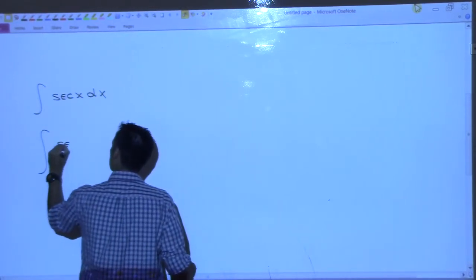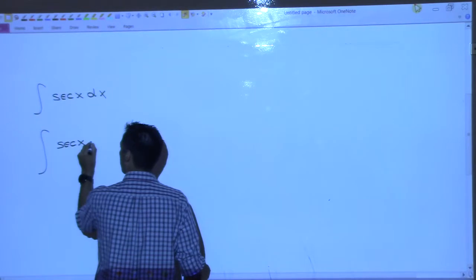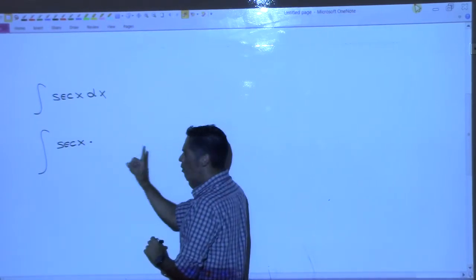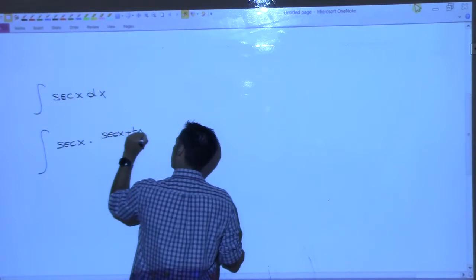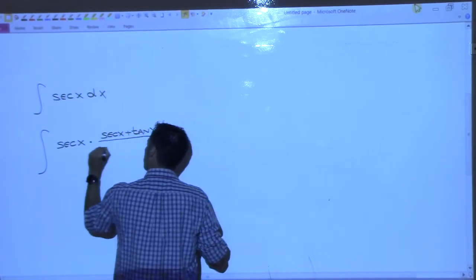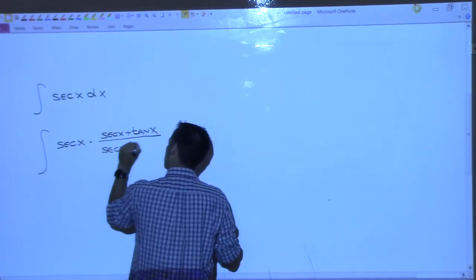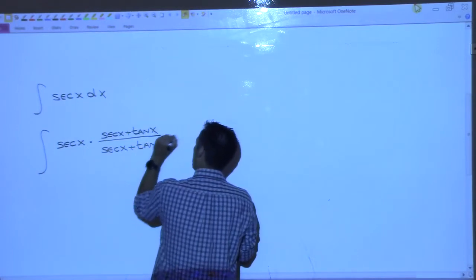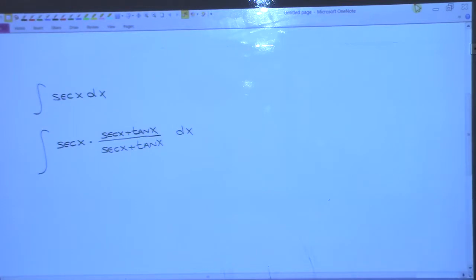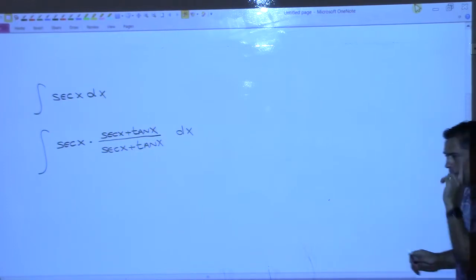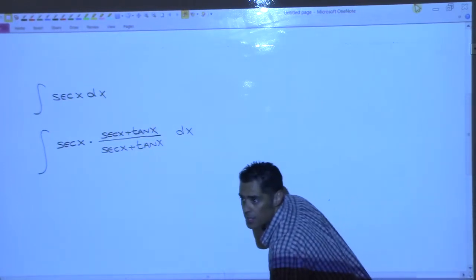So what we're going to do is we're going to take this and we're going to multiply it by 1. But the one that we're going to choose is secant x plus tangent x over secant x plus tangent x again, dx. Is that the same problem? Is it natural for you to come in with that one? No, right? Like you would never think to do that, yes? Okay, but it's going to work. So let's see how it works.